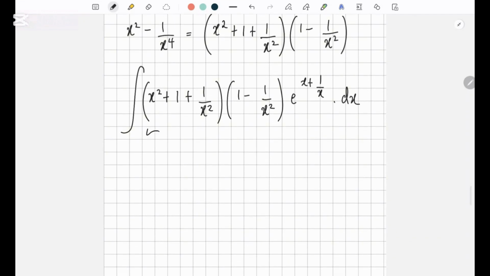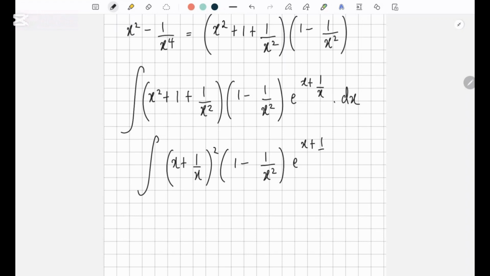So now x squared plus 1 over x squared, you can write as x plus 1 over x, squared, right? If you expand this, you'll get that. Okay, so now you can write it again as x plus 1 over x squared into 1 minus 1 over x squared into e to the power x plus 1 over x dot dx.